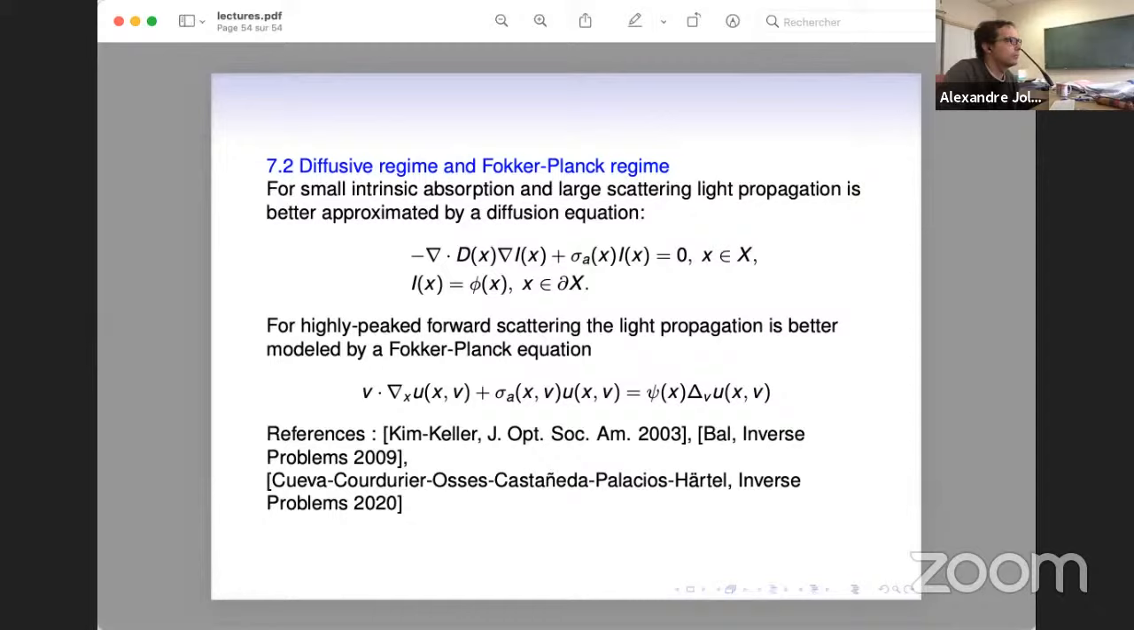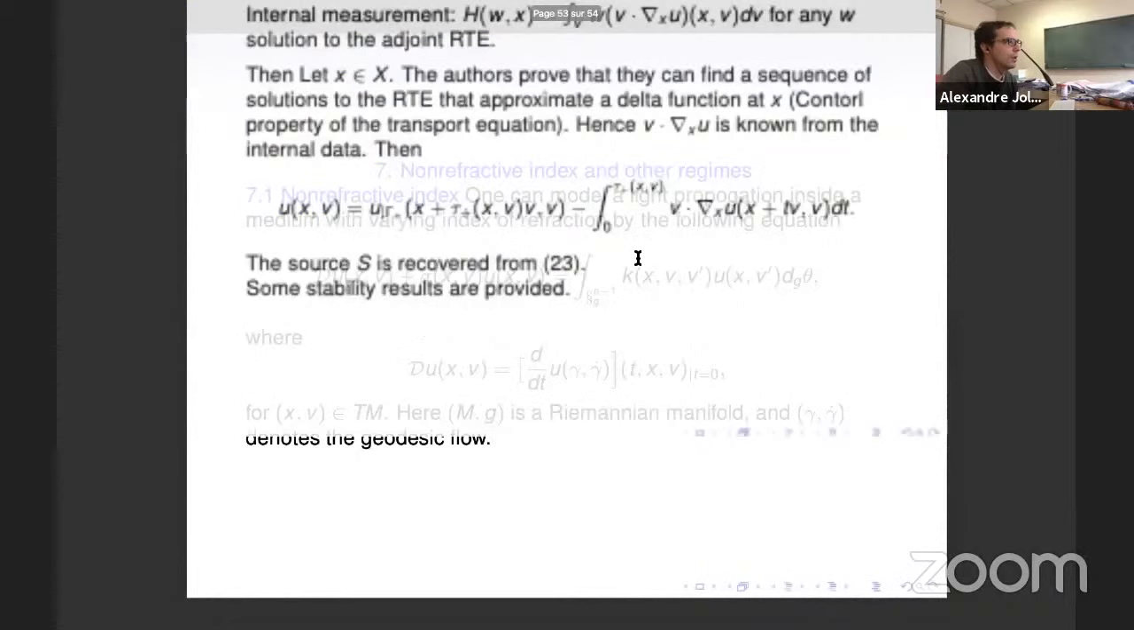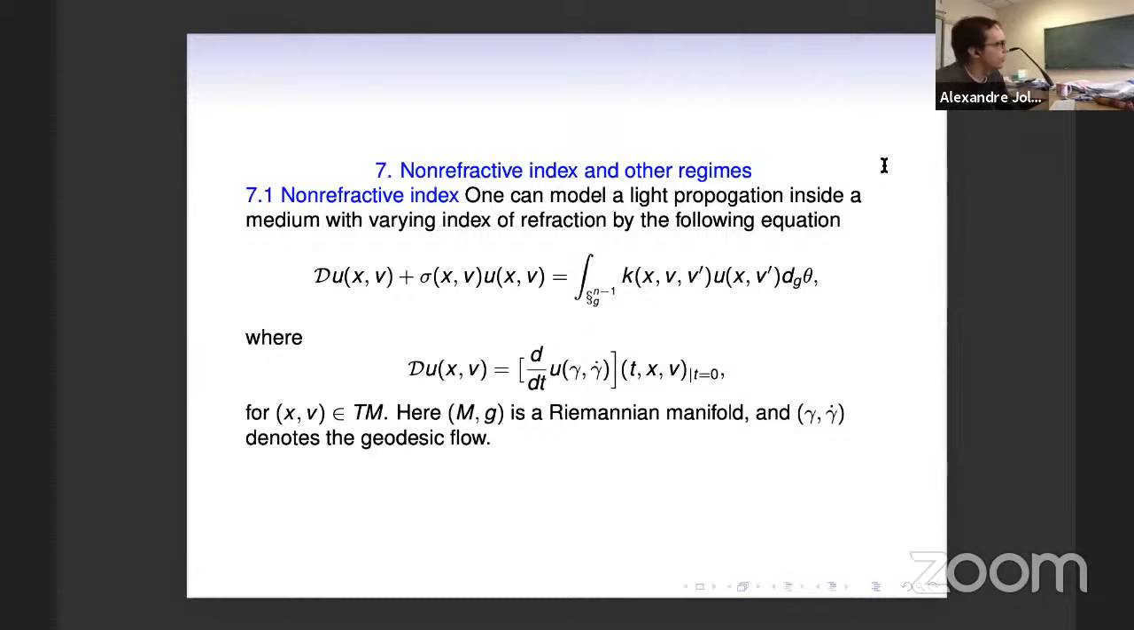Alexander, I have one last question. The one about the Riemannian manifold regimes, right? You have to put some restrictions so that the geodesic ray transform is invertible, right? Most probably yes. For the specific problems I have looked at, yes.